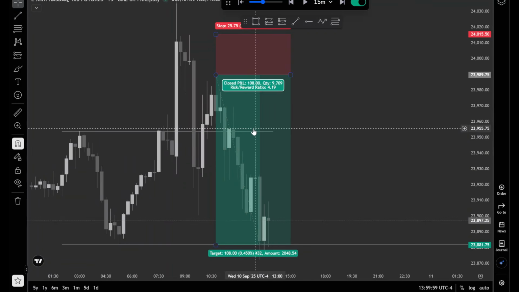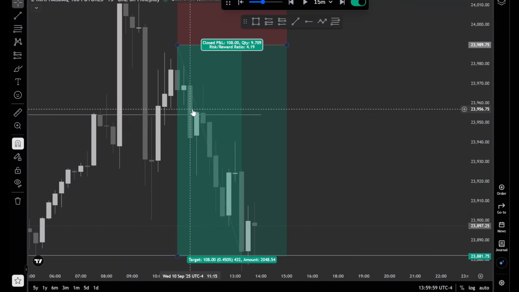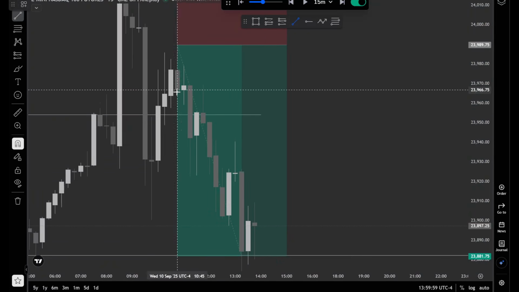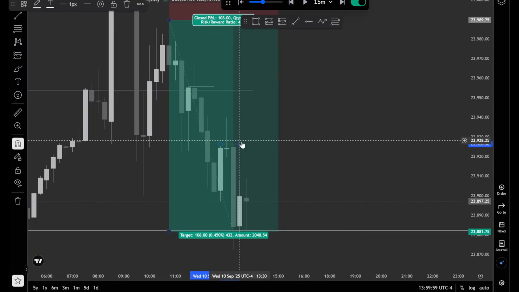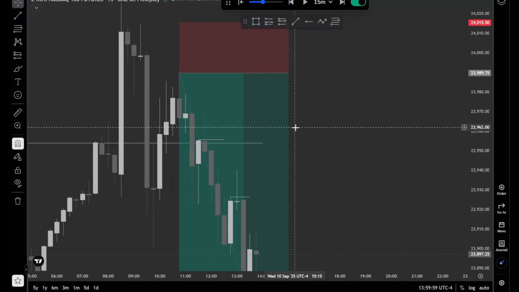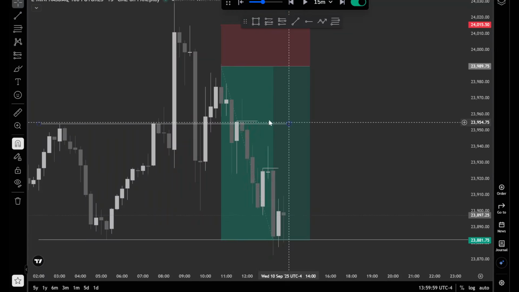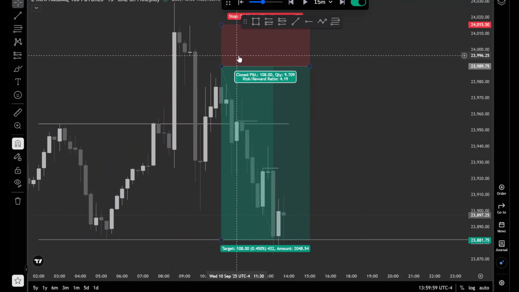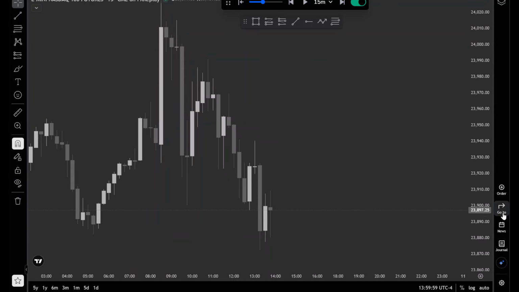And you see how within this 4 hour PO3, we have a bunch of 15-minute ones, right? You can see this is a valid CRT right here. This is a valid CRT. So there's 2 more entries inside of the major 4 hour entry. Just for the sake of the video, I don't want to overcomplicate it, but you can definitely take these while still inside a trade, right? Just add into your position. It's really that simple.